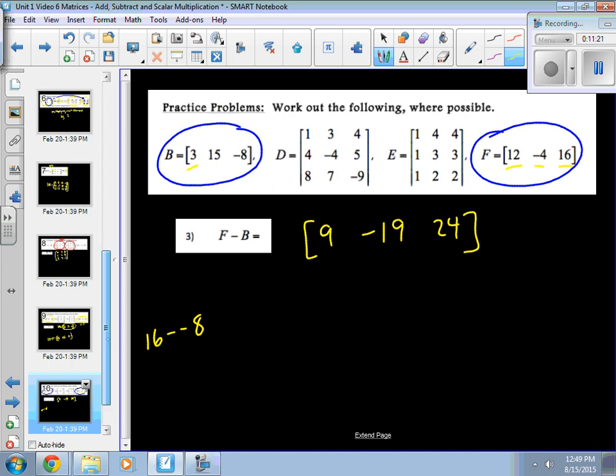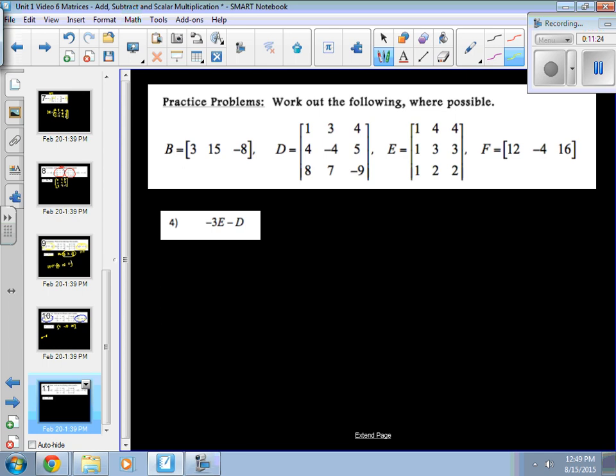Why don't you pause the video, try this very last one on your note sheet. It does involve some multiplication, so make sure you do the multiplying and see what you get. All right, let's check it out. On this one, first you'd want to multiply everything in matrix E by negative 3, giving you this matrix. So if you multiply everything by negative 3, you get negative 3, negative 3, negative 3, 12, 12, negative 9, negative 9, and negative 6.